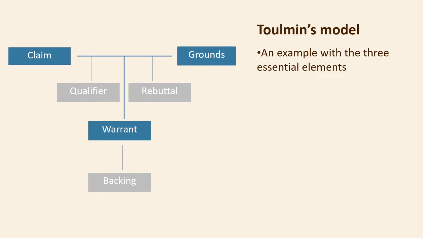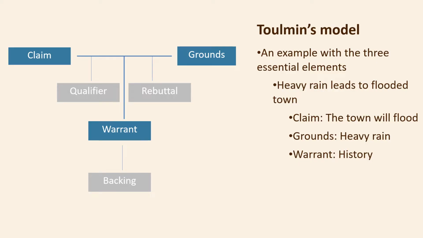Here's a short example involving the three essential elements. When it rains heavily, history shows that the lowest part of the town will be flooded. The claim is the town will flood. Grounds are heavy rain, and the warrant is history.